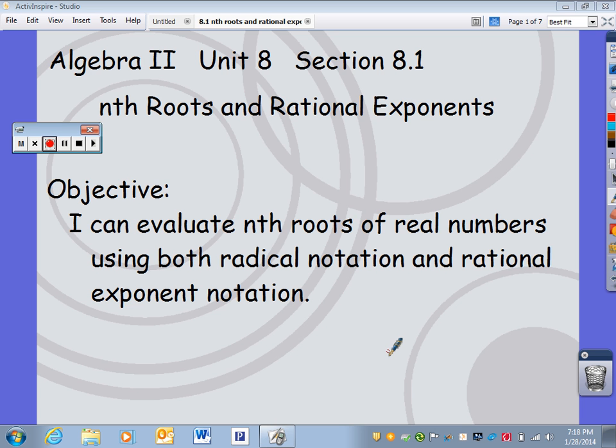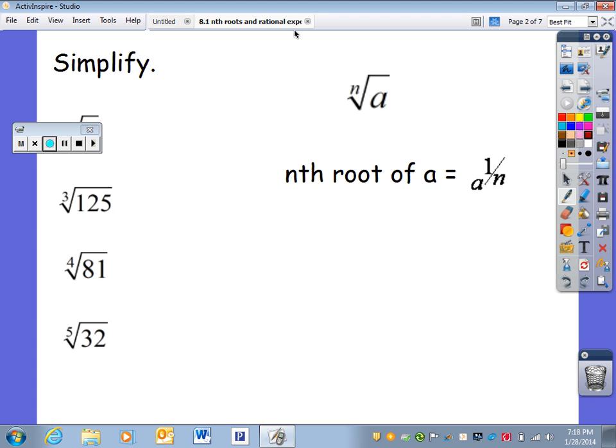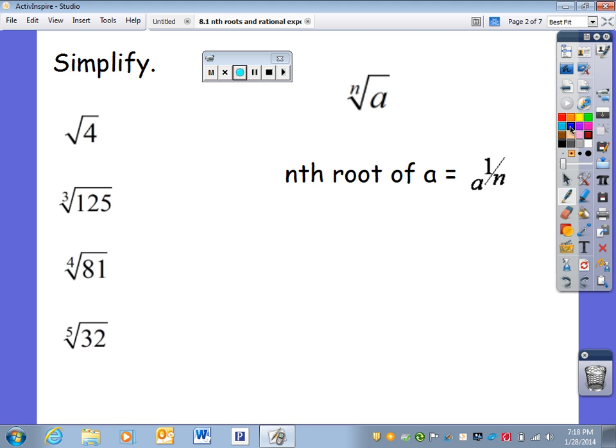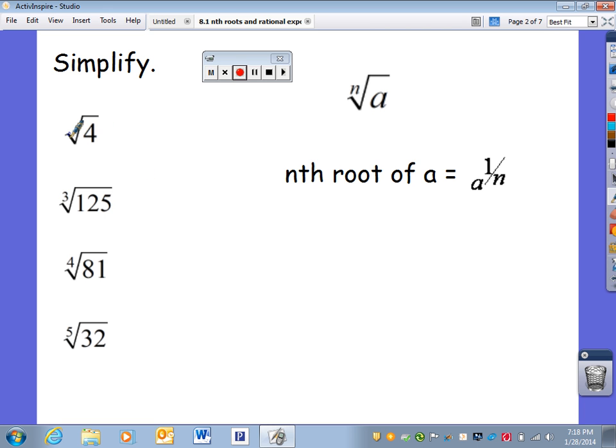In this lesson, we will be evaluating nth roots of real numbers using both radical notation and rational exponent notation. So if we take a look first at simplifying some roots, what we want to notice is what type of roots we're talking about. For example, in this we have the square root of 4, and we know it's the square root because it doesn't have a small number in the index. So the square root of 4, this is a square root. We want to know what number times itself gives us 4, and the square root of 4 is 2.